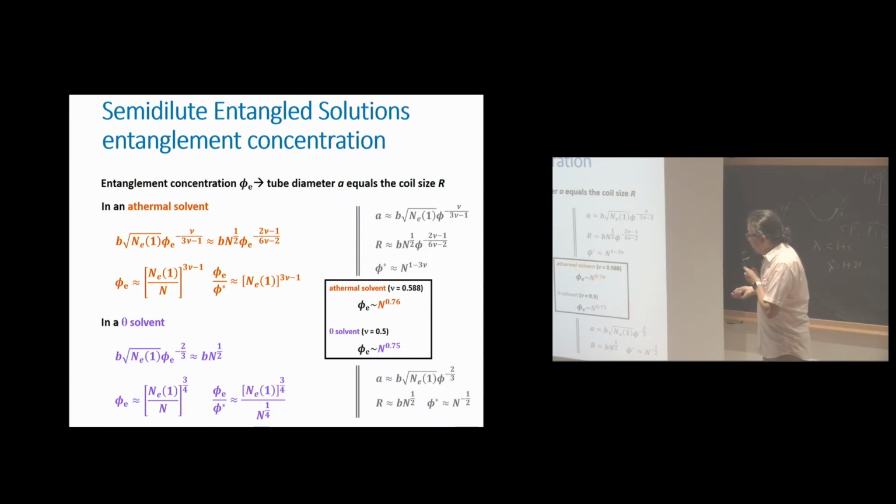In a theta solvent, however, A and xi have different concentration dependence, so it's a little bit more complex. You can have A equal R. You have this relation, but you cannot eliminate N even if you use phi star. Anyway, whatever the solvent quality, when you see the N dependence, for a thermal solvent it's N to 0.76, and for theta solvent it's N to 0.75. So practically, it's the same. But when you normalize it with the theta phi, the dependence is very much different.